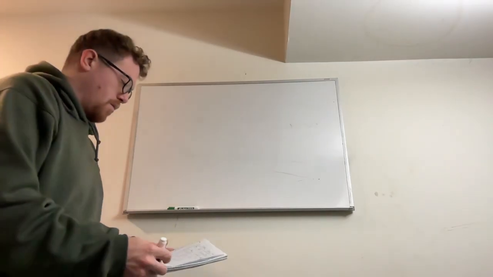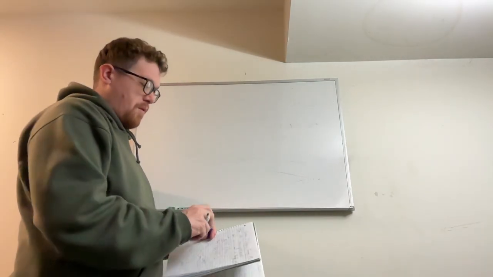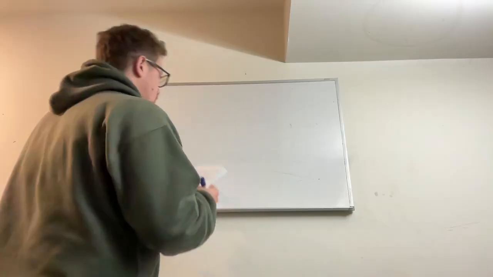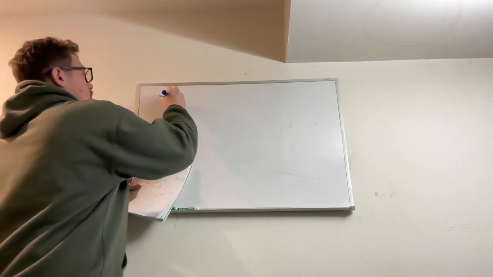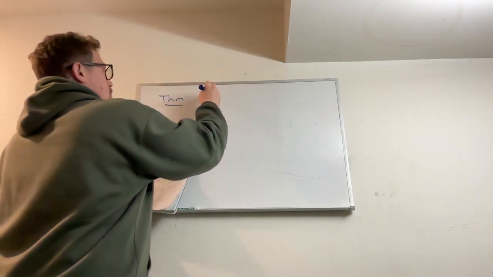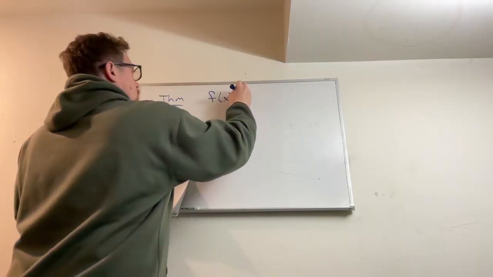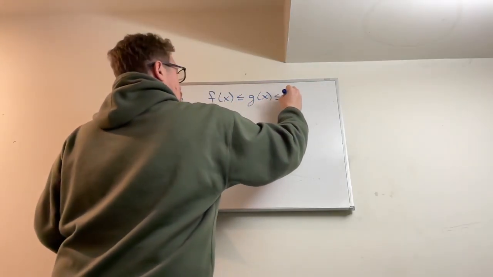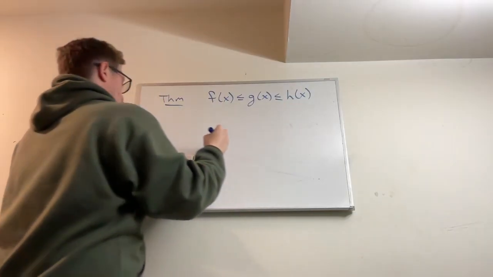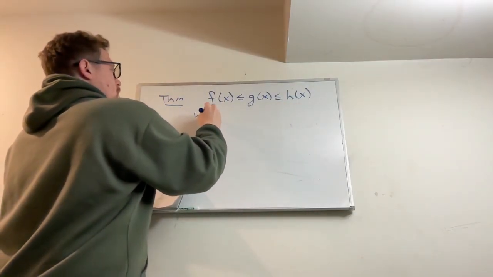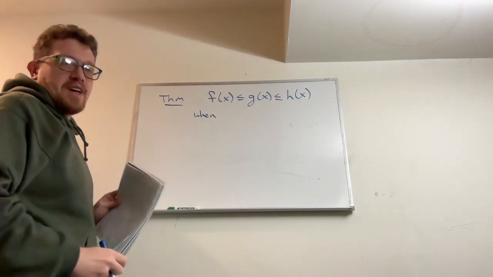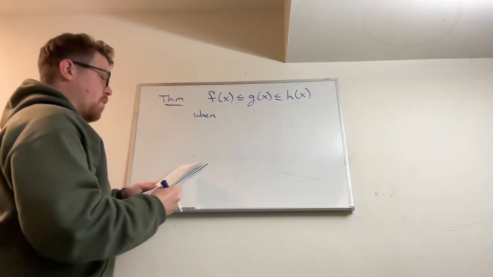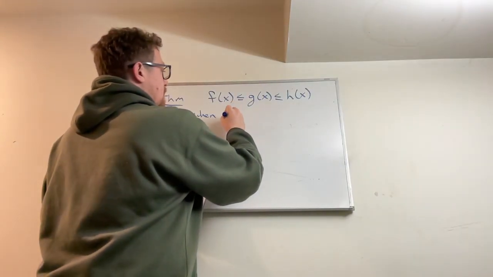Okay, so basically, like we had before, we have these three functions, f, g, and h. And it says, so they use kind of vague language in the book. They say when x is near a.